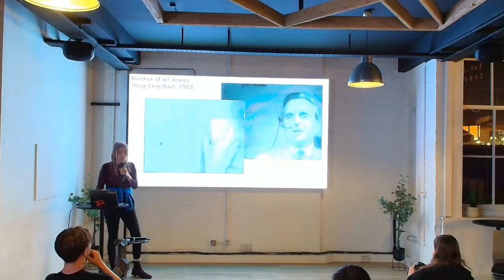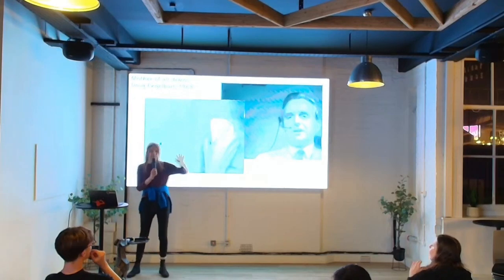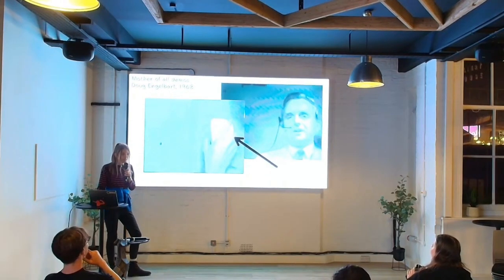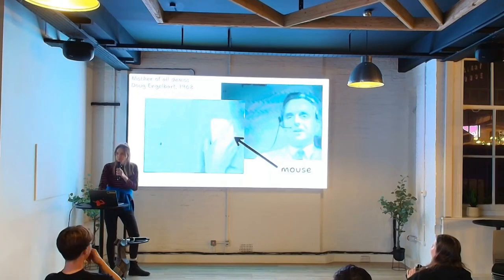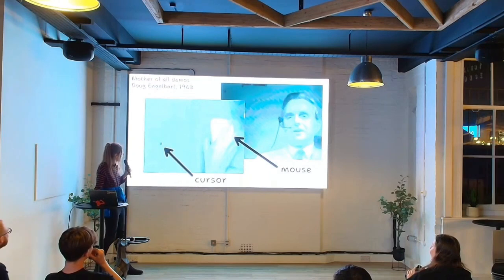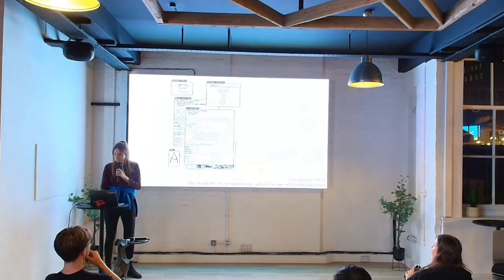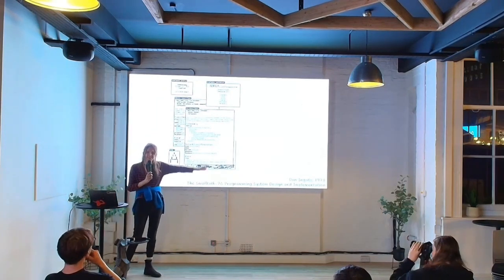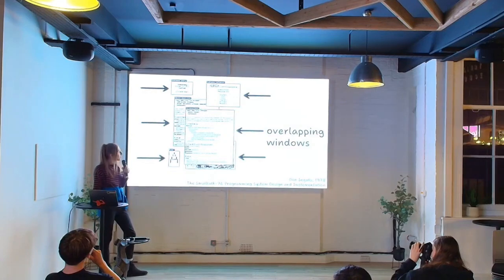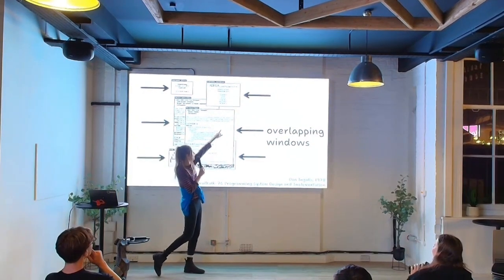We didn't have the things we have now back then. Do you know what that is? Yeah, it's a mouse. And do you know what this is? It's really hard to see, but that is a cursor. It was pointing at parts of the screen. And do you know what these are? Have a look. These are overlapping windows. Not just normal windows, but they're overlapping a little bit, right?